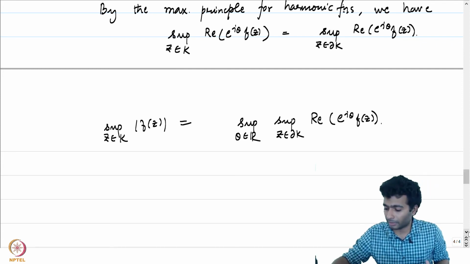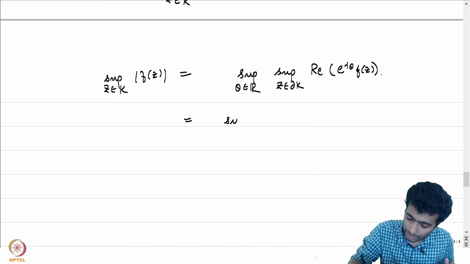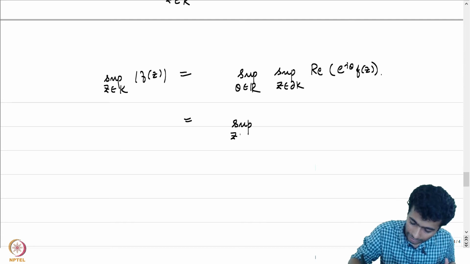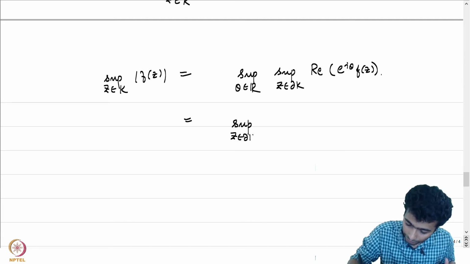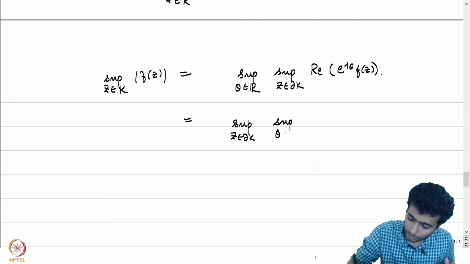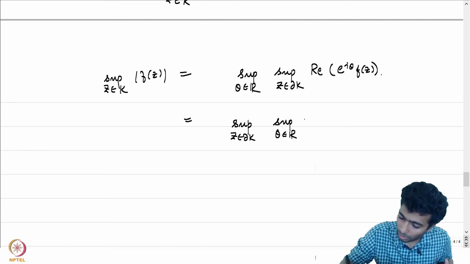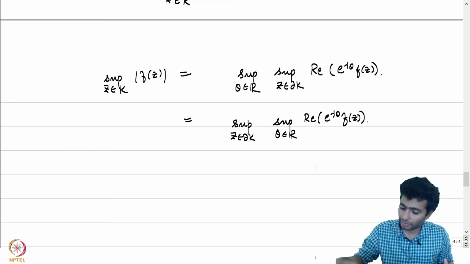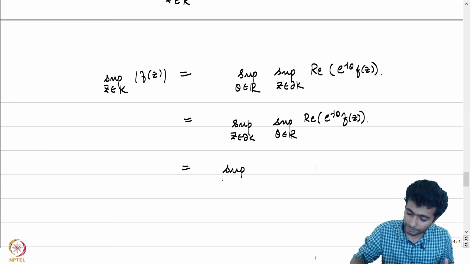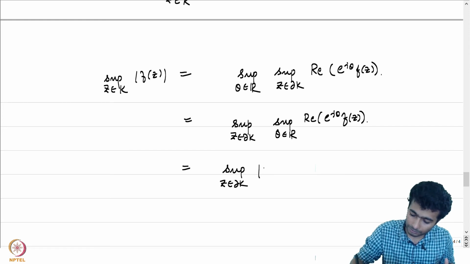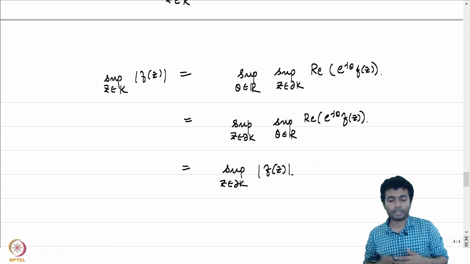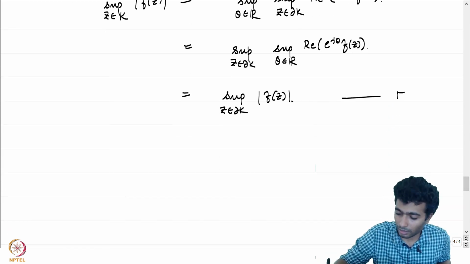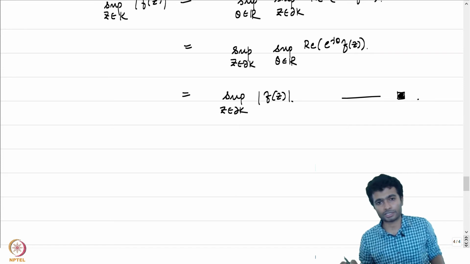Now let's do the same trick as earlier by considering the supremum over all theta now. First, this is equal to the supremum over all the real part of e to the power i theta times f of z, which is precisely equal to the absolute value of f of z. And that's precisely what we had set out to prove. So with this, we do get the maximum principle for holomorphic functions as well.